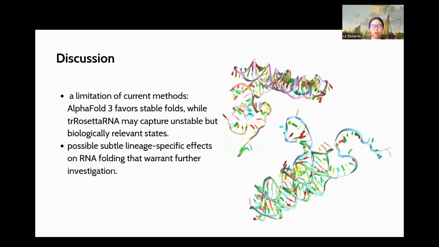So what does all of this mean? This means there is currently a limitation for the current models. M443 would favor stable folds, while Rosetta RNA might capture unstable but maybe biologically relevant states. And this may indicate a possible subtle lineage-specific effect on RNA folding that warrants further investigation.